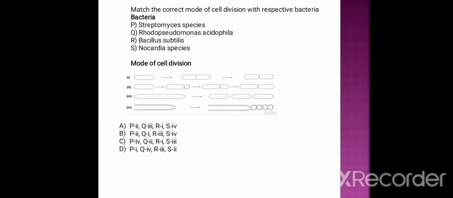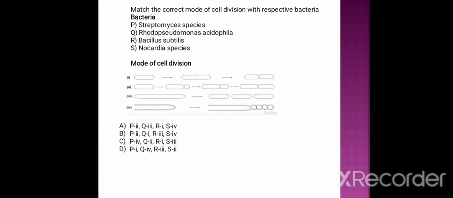Next question. Match the correct mode of cell division with the respective bacteria. Here 4 bacteria are mentioned. P is Streptomyces species, Q is Rhodopseudomonas acidophila, R is Bacillus subtilis, S is Nocardia species. And the 4 modes of cell division are also mentioned.